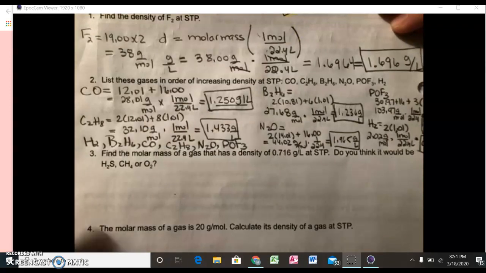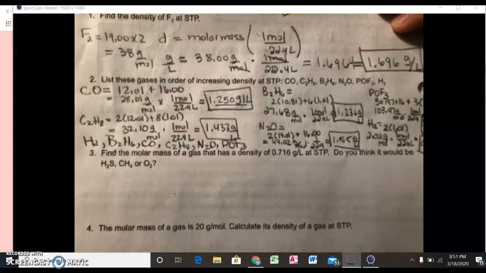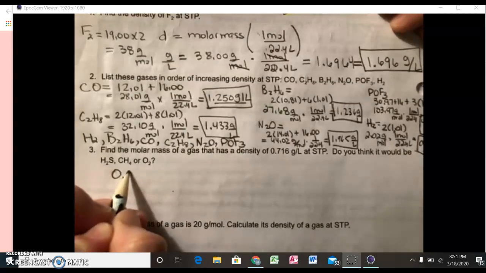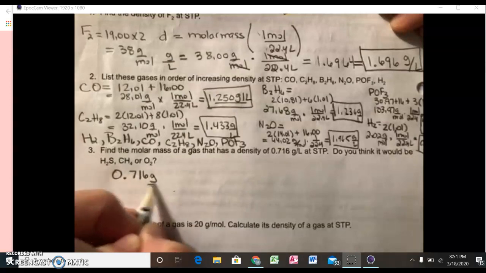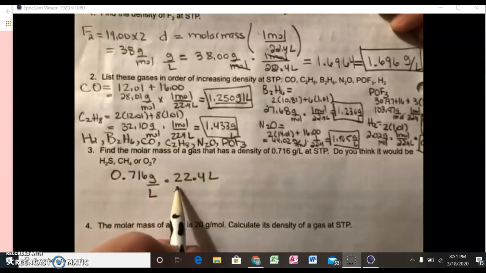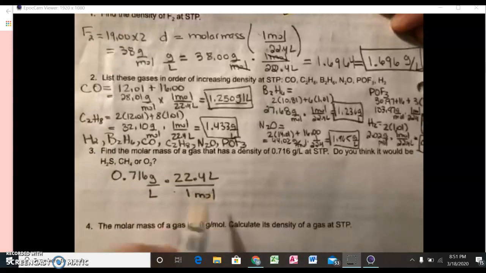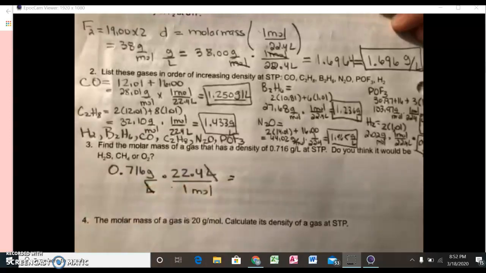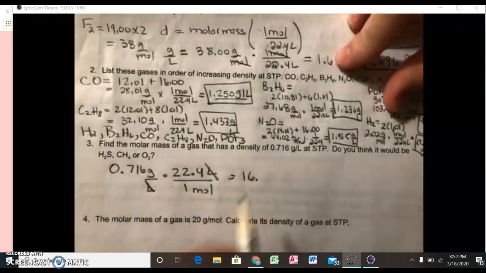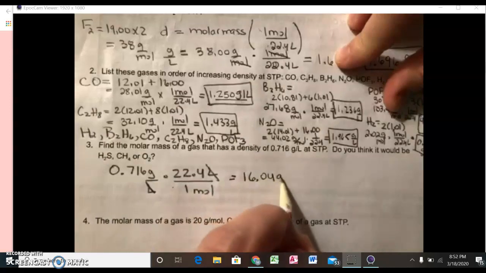Okay, for this one, we've been given the density of the gas, and we're kind of going in reverse order, trying to figure out, well, which molecule is it actually? So we're going to do the same idea. The density is 0.716 grams per liter. Well, we know that, and this again only works because of STP, there's 22.4 liters in 1 mole. So it's just a matter of canceling units. So we end up with 0.716 times 22.4, and we get 16.04. I'm just going to leave it like that for now, grams per mole.